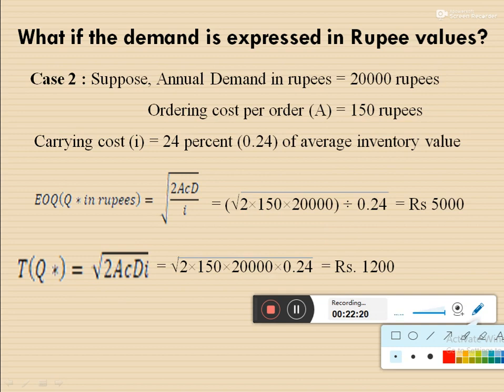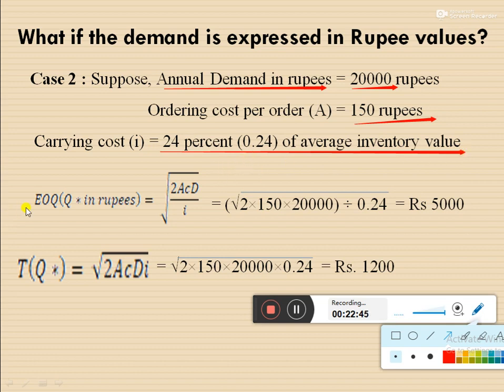Let's have an example of it. Suppose the annual demand in rupees is 20,000 rupees. Ordering cost per order is equal to 150 rupees, and carrying cost, that is I, is given as 20% of the average inventory value, that is 0.24.